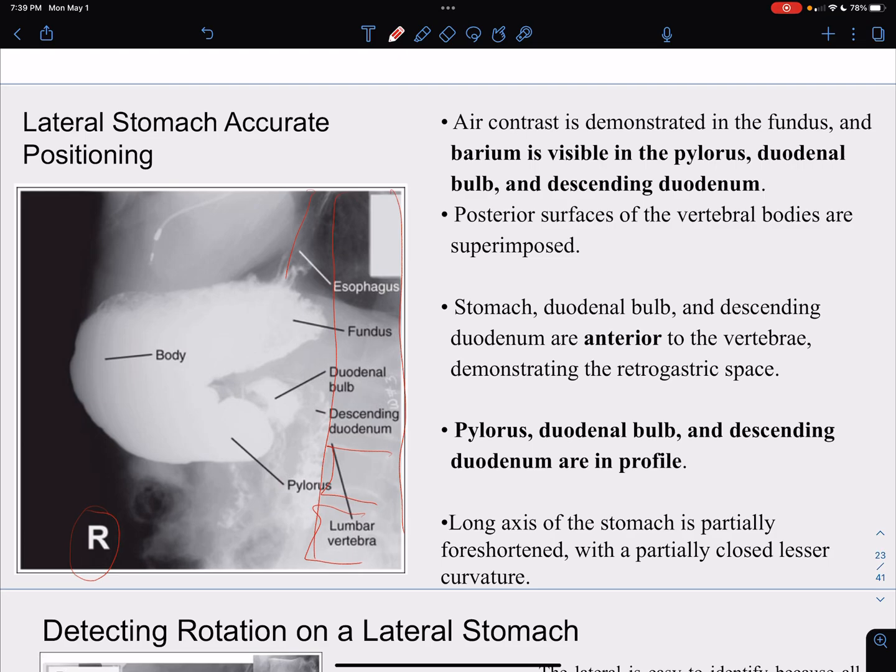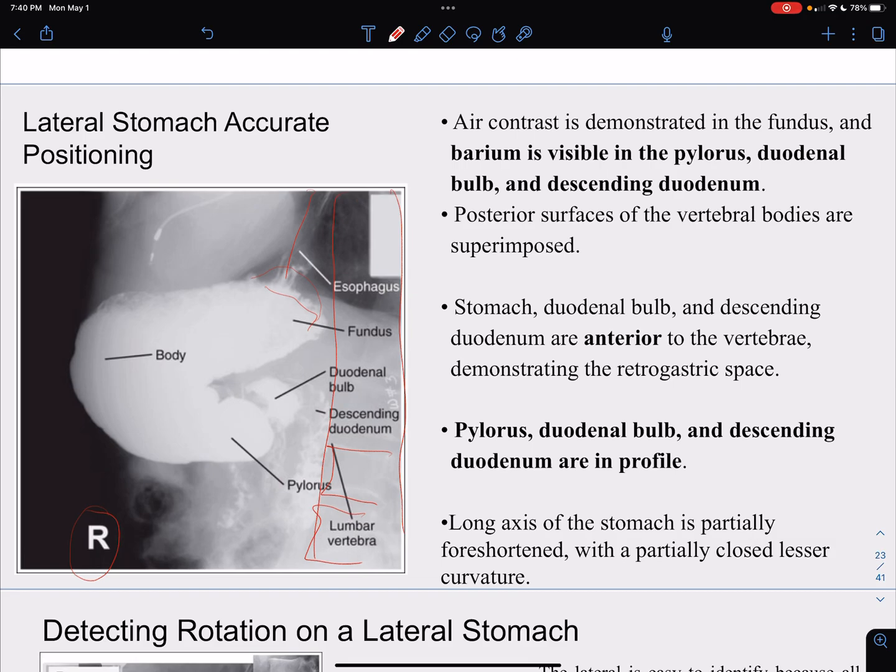But in this particular view, the air contrast is demonstrated in the fundus. So we're going to have, of course, right here, there is some barium, but you do have a little bit of air in the fundus. This particular position, I would say, demonstrates the stomach full of barium the most. Like all the areas are more filled with barium than anything. As to where the other positions, you do see more air in this place and barium in this place, but with the lateral, it almost appears as if there is barium through the whole stomach.